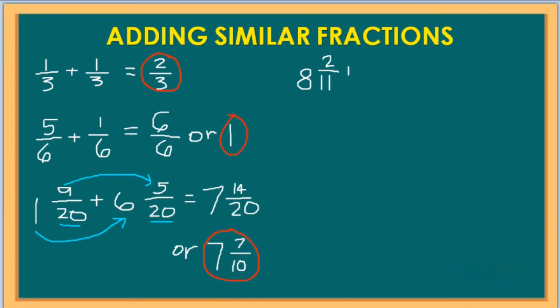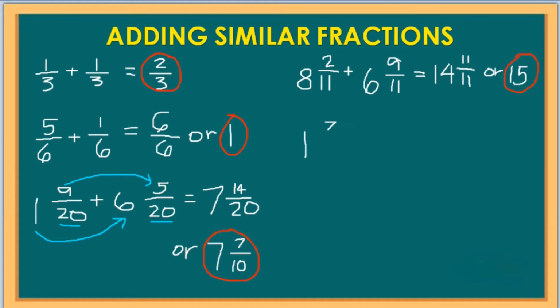Another example, 8 and 2/11ths plus 6 and 9/11ths. 8 plus 6 is 14. 2 plus 9 is 11. Then copy the common denominator, which is 11. I already said that if the numerator and the denominator are equal, the fraction is equal to 1. So 14 plus 1 is 15. The final answer is 15.